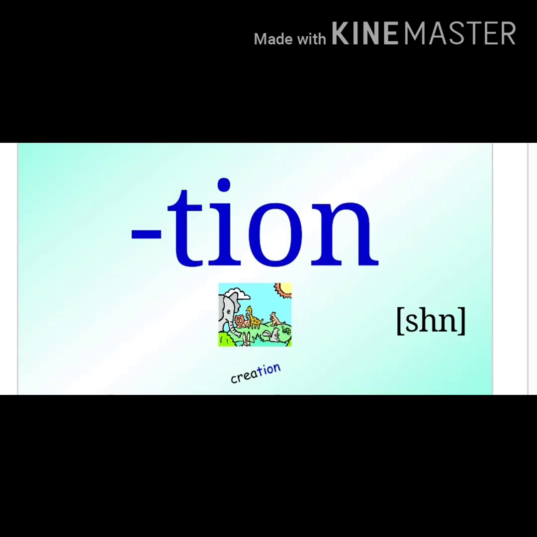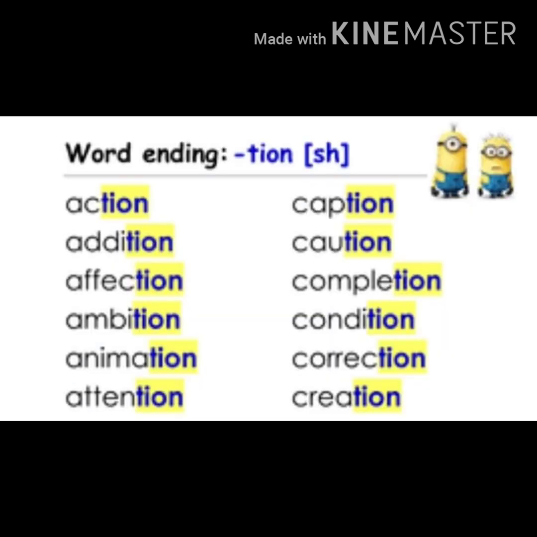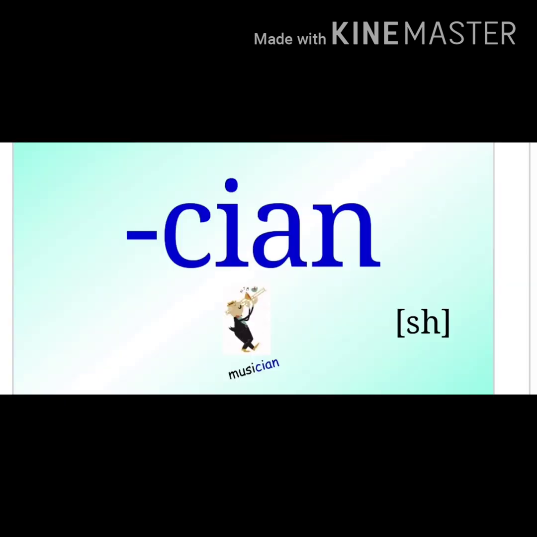Again, TION is pronounced as shun. Okay, so let's have a look at these examples. We have here action, caption, completion, condition, correction, creation, attention, animation, ambition, affection, addition. All these are words ending with TION, and we pronounce it shun.